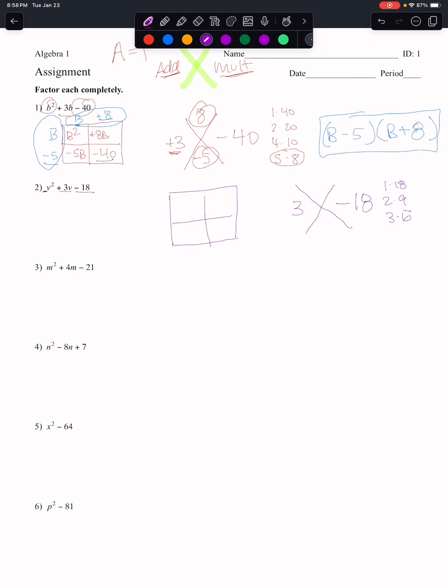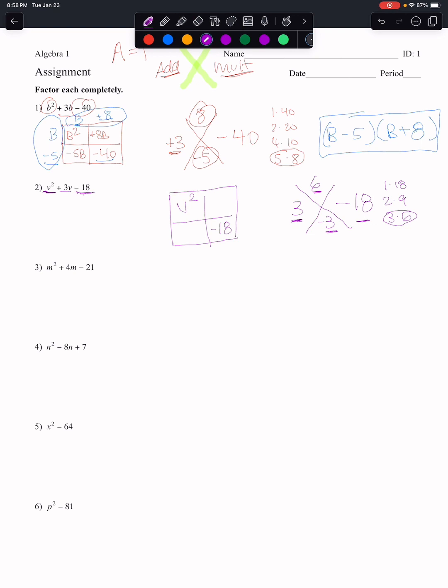And we will use 3 and 6. What would you do with 6 and 3 to give me this 3 in the front? You would say, well, 6 take away 3 is 3. That's correct. And then 6 times negative 3 is negative 18. So you know you got the right ones. Okay? So remember, that goes in the front, and this one goes in the back.